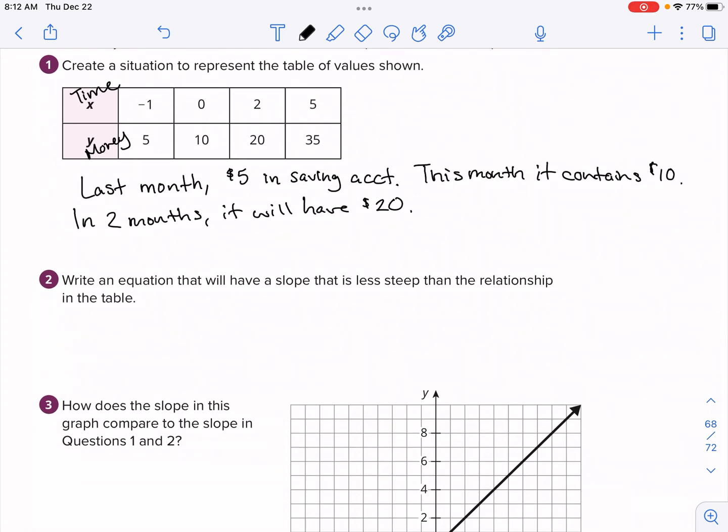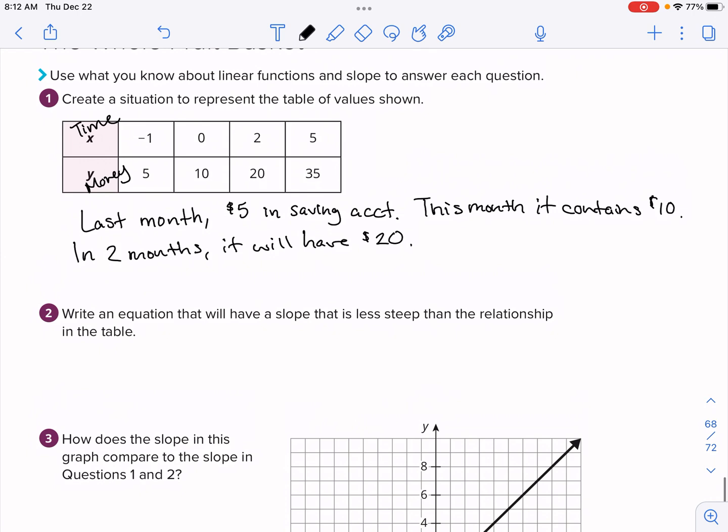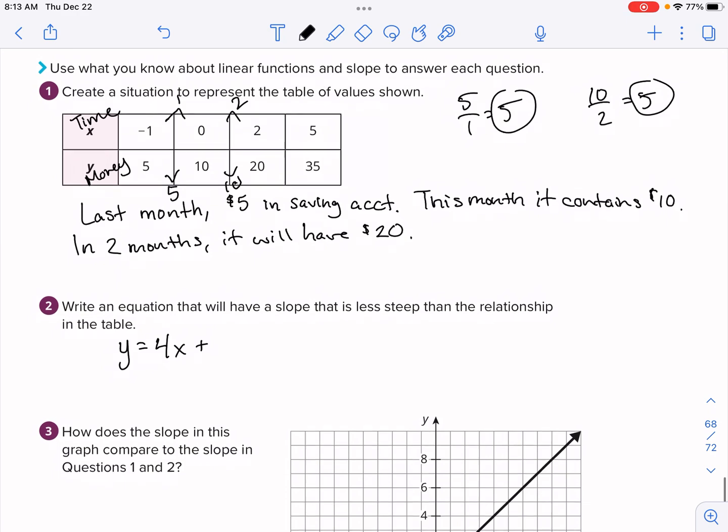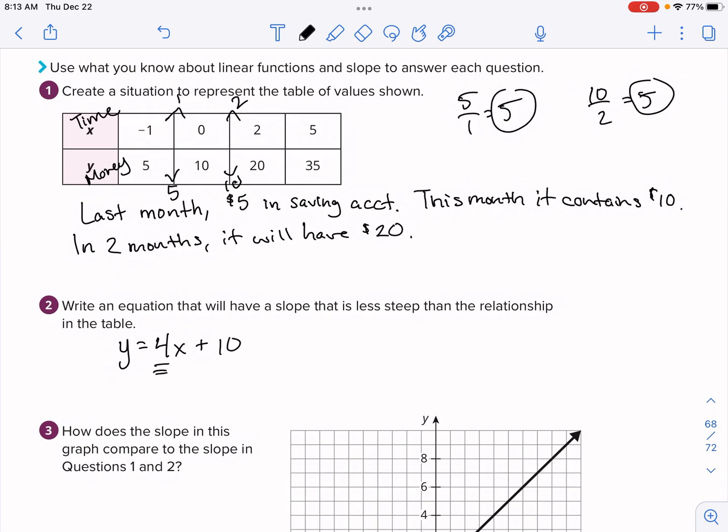All right, number 2. Write an equation that will have a slope that is less steep than the relationship in the table. The steepness of this table is 5 over 1, and this is 10 over 2. They all equal 5. So we need to write an equation with a number that's less than 5. We could put y equal to, what's a number less than 5? Let's say 4x plus, it doesn't matter what we put here, we'll put 10. But what's really important is that 4 is less than 5.